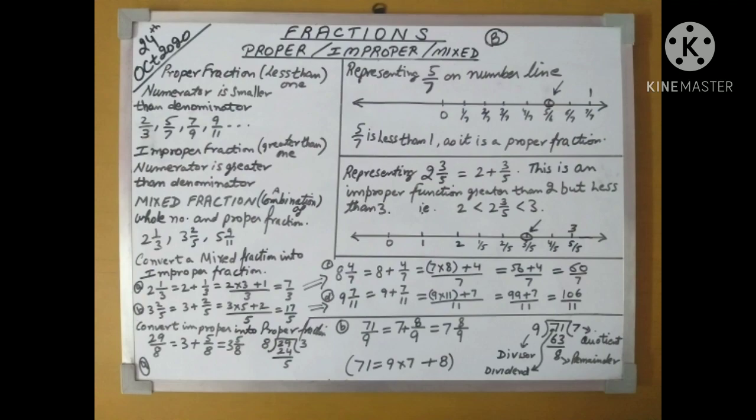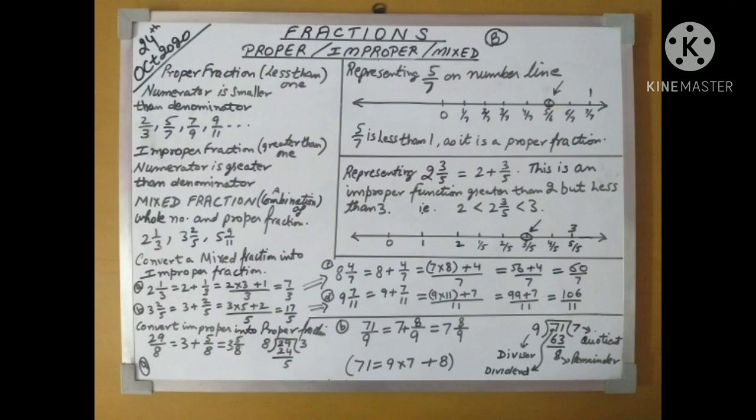Next we have the improper fraction. It will always be greater than 1. The numerator will be greater than the denominator, right? Just reverse the numerator and the denominator of the above 4 examples. So you will get 3 by 2, 7 by 5, 9 by 7, 11 by 9 as examples of improper fraction. Now the next thing we have is mixed fraction.